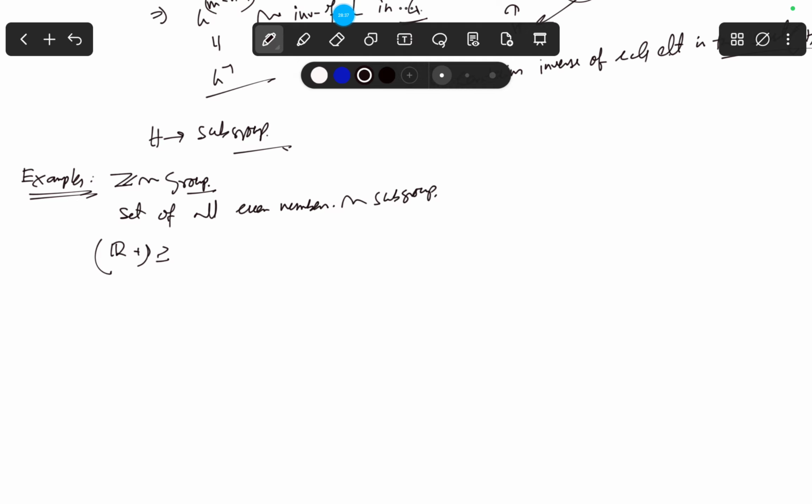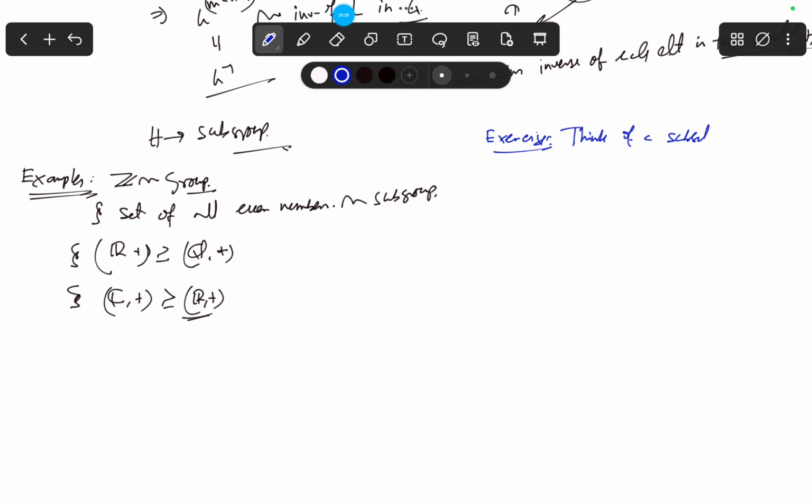So one subgroup of R plus we can consider to be the set of rationals. Or you can consider C plus, the set of complex numbers, of which R plus is a subset. Maybe you can do an exercise. Can you think of a subset of R plus which is not a subgroup?